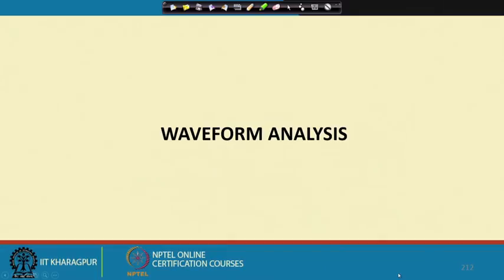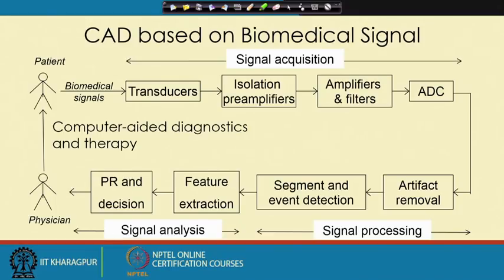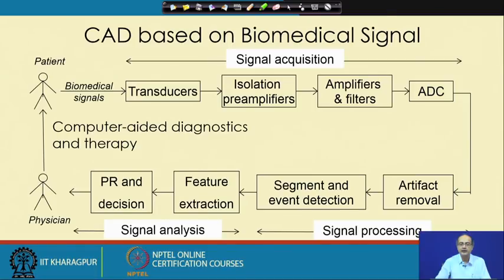So, we start the next topic, waveform analysis, and here first we look at the big picture. From a subject we get the biomedical signal, and with the help of a transducer we acquire that biomedical signal, which passes through the stages of isolation, preamplifier, amplifiers and filters, then A to D conversion. After cleaning the signal, that means after the artifact removal, we detect the event and segment it.